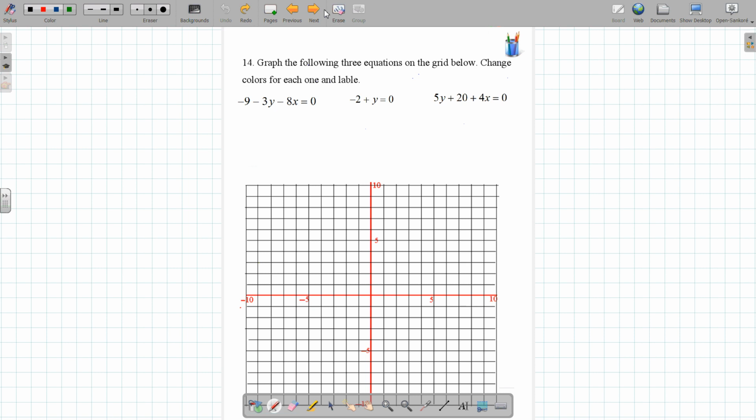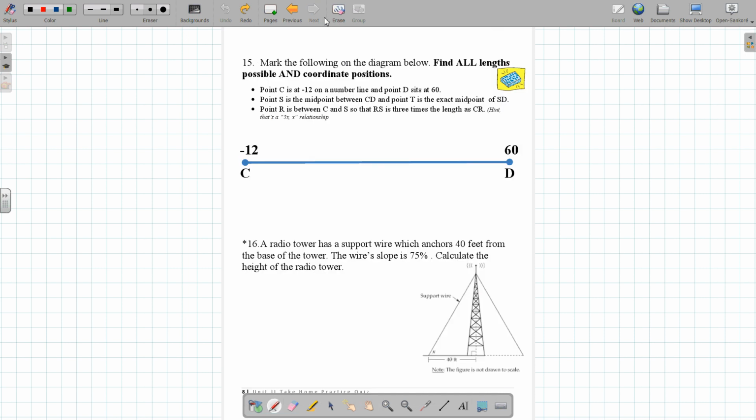For 14, you go ahead and graph these lines yourself. 15, you're going to do on your own.